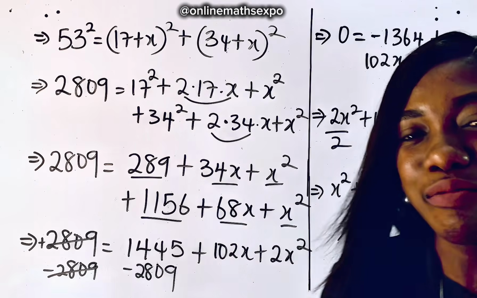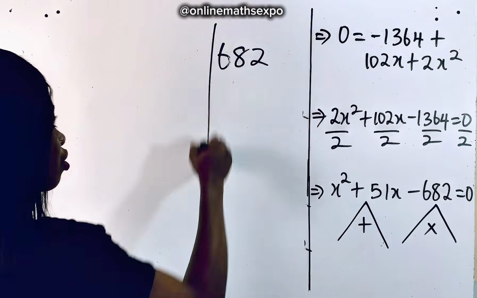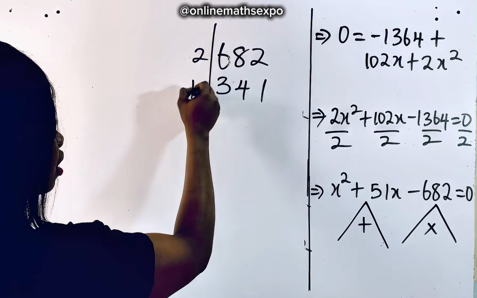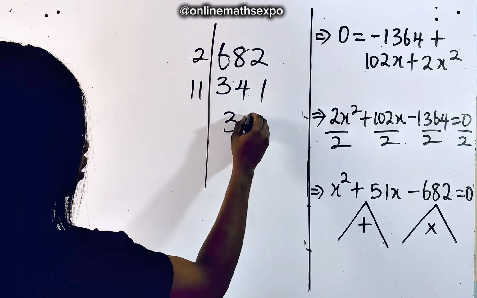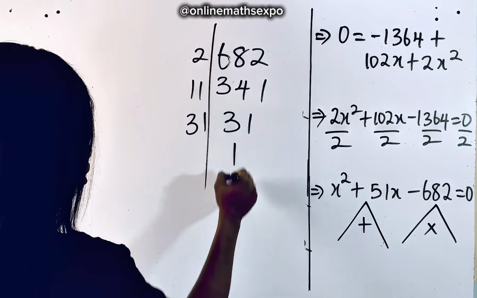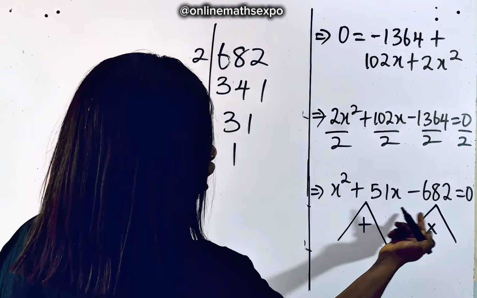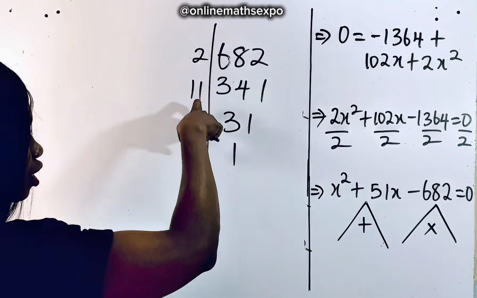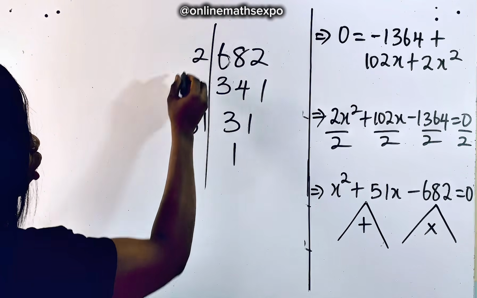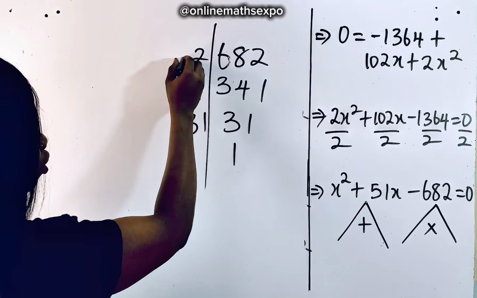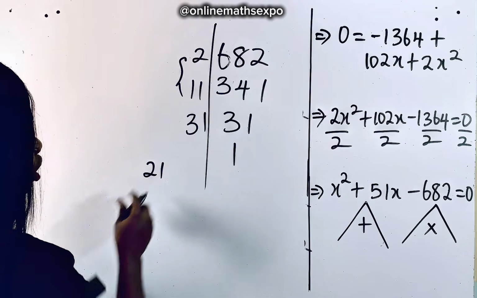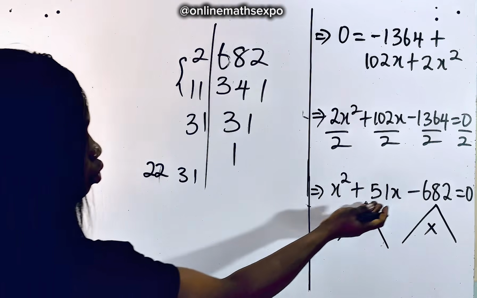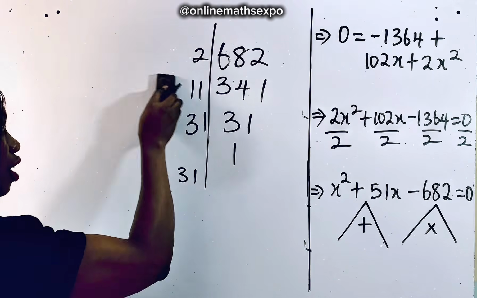How do you do that? Let me show you how you can do it easily. 2 can divide this. This gives us 341. At this point, 11 can divide. It gives us 31. 31 divides itself gives you 1. Now, because we want to get two numbers that when you add, it gives you 51, you want to get it from here. So look at this. If you pair this, you see that this will give you 22. And 22 and 31 are not close to 51. So this cannot help us.